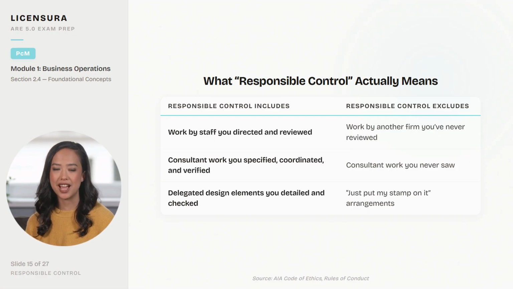It means that if someone asks, "Why did you detail it this way?" you have a real answer based on your professional judgment. If you can't professionally vouch for every aspect of the documents, you don't have responsible control, and stamping them is a violation. Now let's look at Rule 3.201, Conflicts of Interest.